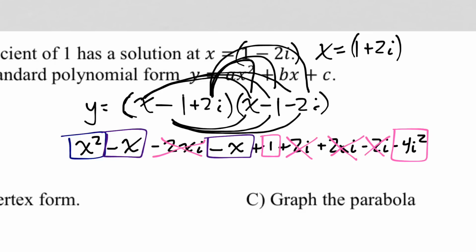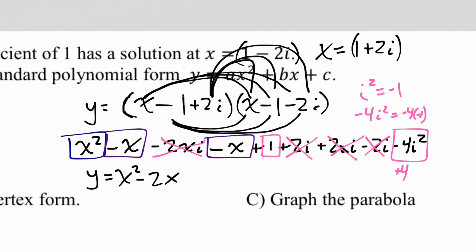Wait a minute, that's not real. Yeah, it is. Remember that i squared equals negative 1, so negative 4i squared equals negative 4 times negative 1. So that number is really just a positive 4. And so we get our polynomial y equals x squared minus 2x plus 4. And that is our polynomial in standard form. Or at least it would be if I could do math. 1 plus 4 is 5. So there you go. x squared minus 2x plus 5.